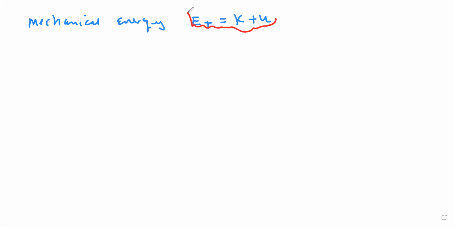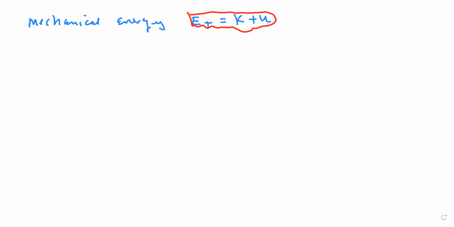Okay, we're going to do a problem of mechanical energy. And we have the total energy. The total mechanical energy is going to be the summation of the kinetic energy plus the potential energy. So this would be our formula right here, which is kinetic energy plus potential energy.